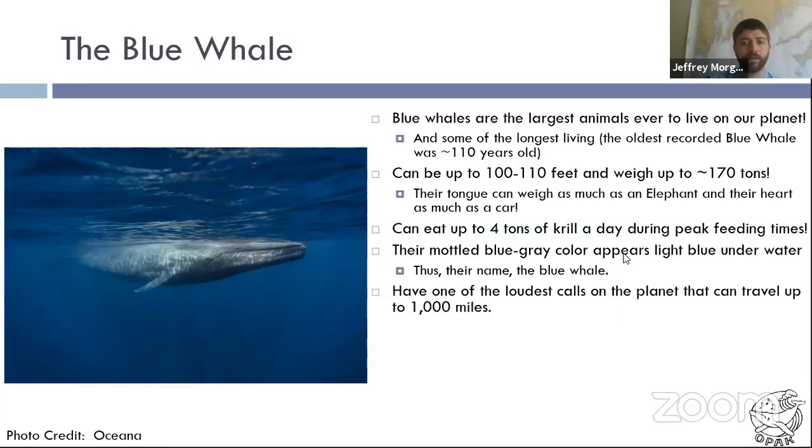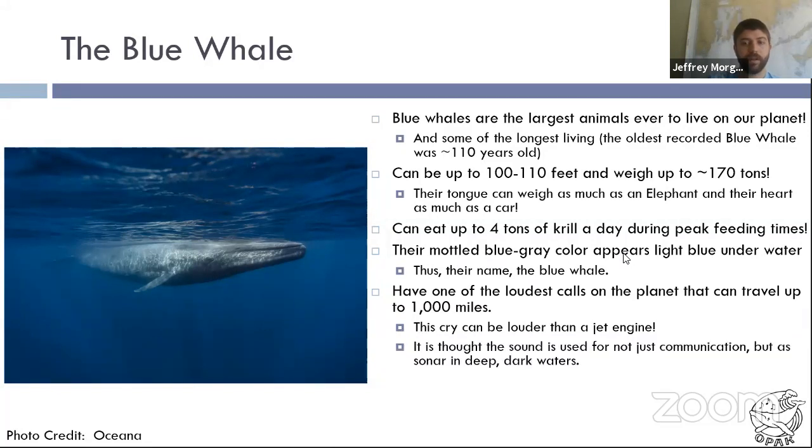They have one of the loudest calls on the planet. Their song can travel about 1,000 miles underwater. So we've actually heard blue whale sounds off the East Coast that are coming from around Ireland and Britain. They travel quite far. And if you were to be near this blue whale when it was putting out this call, the cry can be louder than a jet engine.